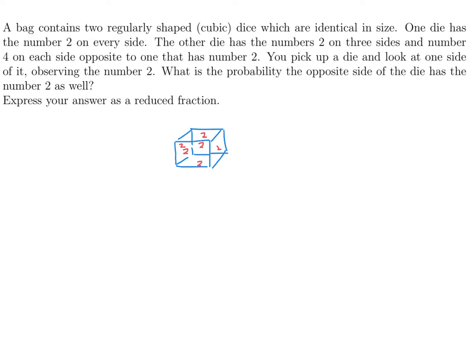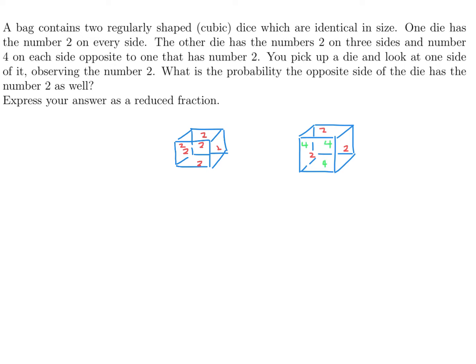But the second die has a combination of 2s and 4s. So they have 2 on 3 sides. So let's see here. Put a 2 on the front, a 2 on the top, and 2 on the right. And then the other sides will have a 4. So on the bottom, on the left, and on the back, I guess.